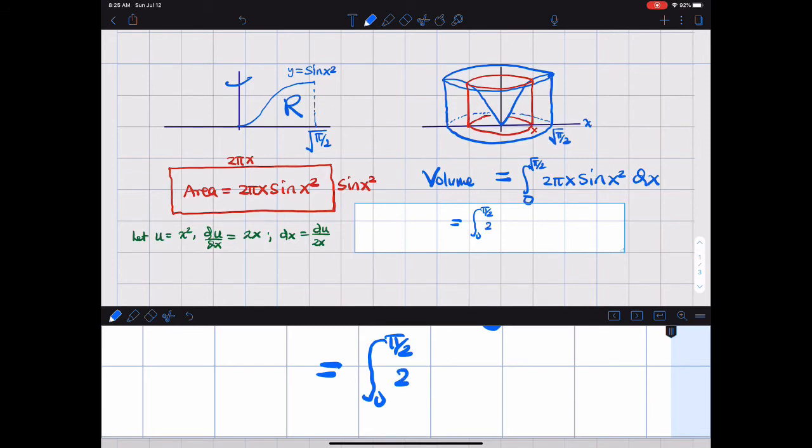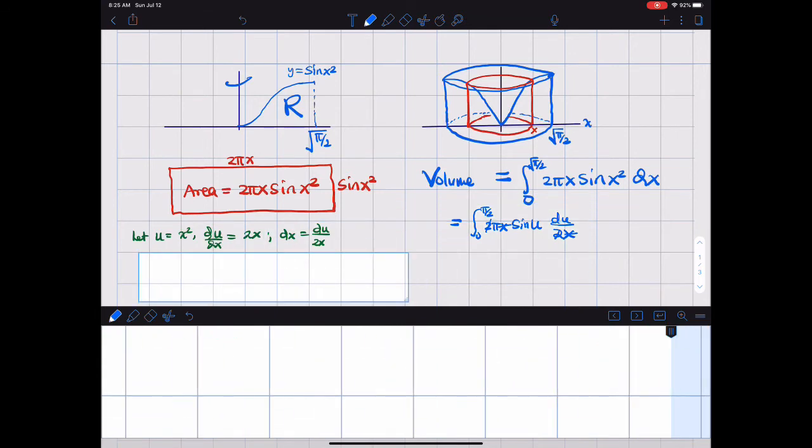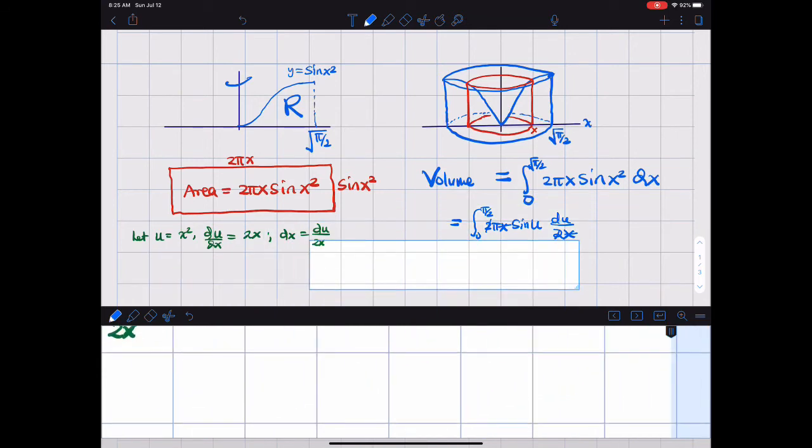So let's do 2 pi. We have our x, so this is sine u, and then the dx is just du over 2x, so things are going to cancel out, this and that. 2 and 2 cancel out, and then we are left with the integral. You factor out pi, the integral from 0 to pi over 2 of sine u du.